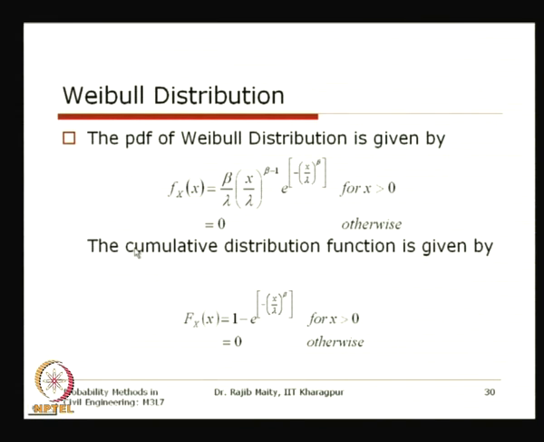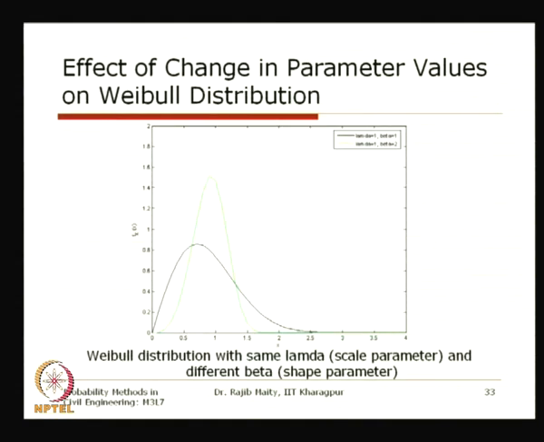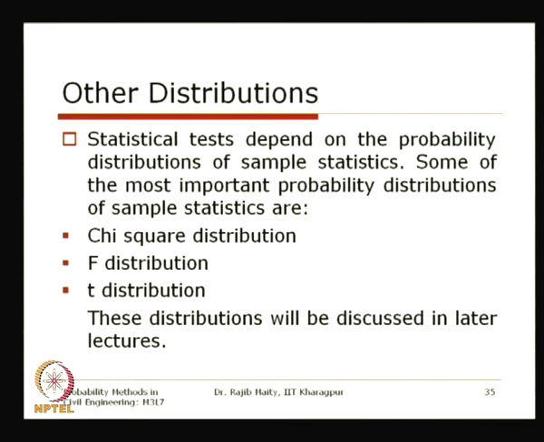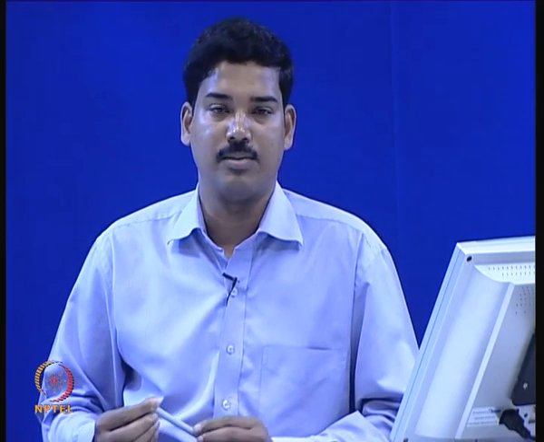The other distribution is the Weibull distribution. Maybe we will discuss this in the next lecture, and there are other distributions as well, such as the chi-square distribution. At the start of this lecture we showed that the chi-square distribution, F distribution and T distribution are very useful for statistical tests. The Weibull distribution is pending for this class, and we will discuss it in the next lecture.